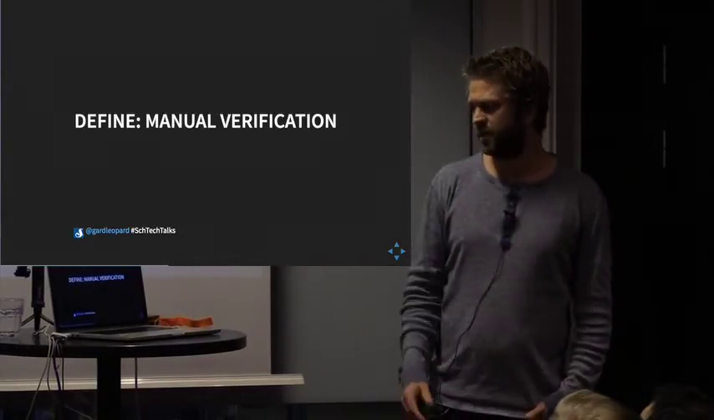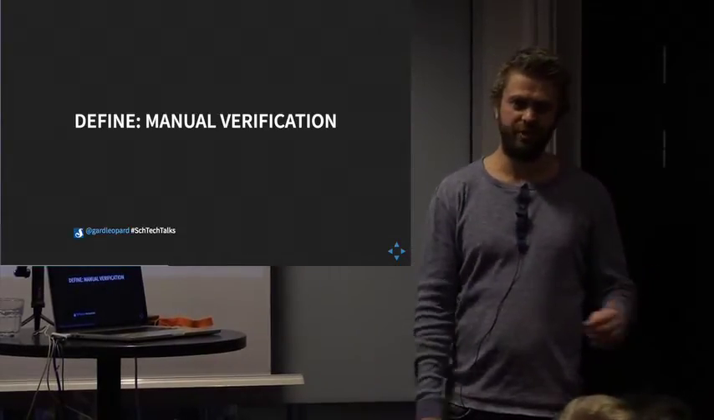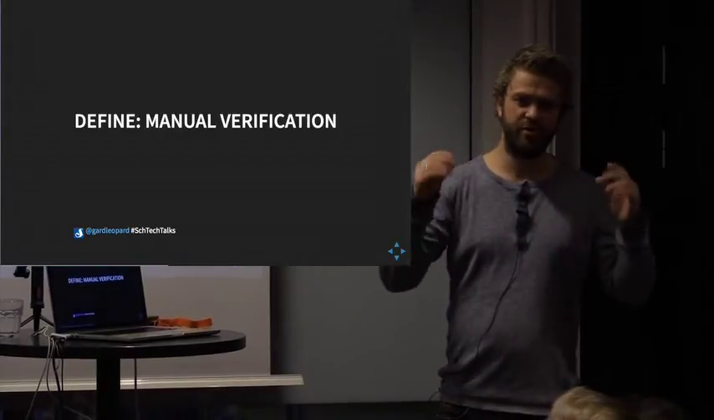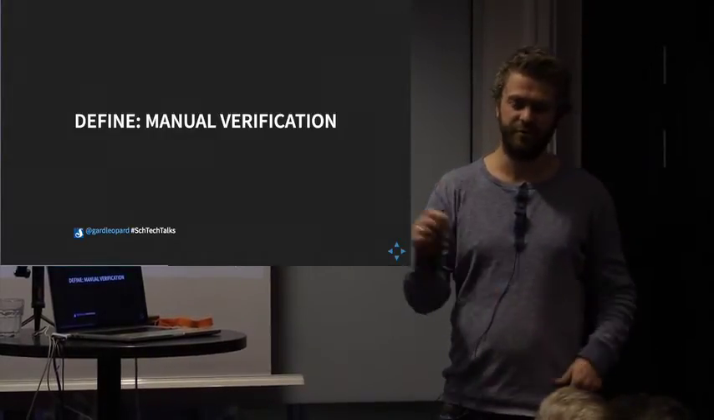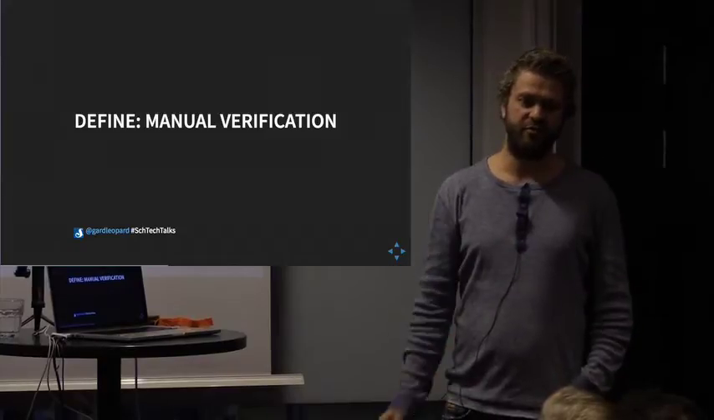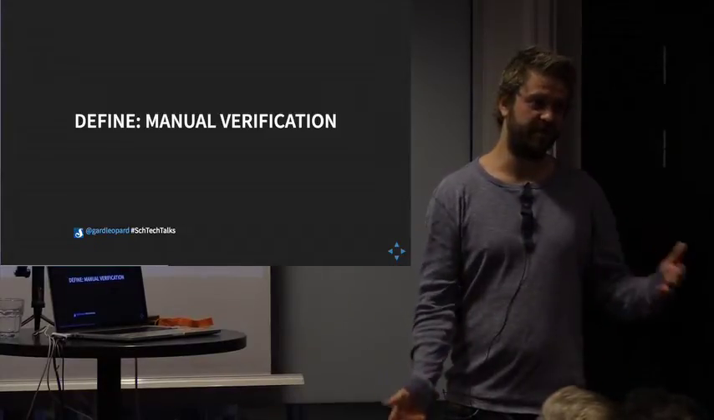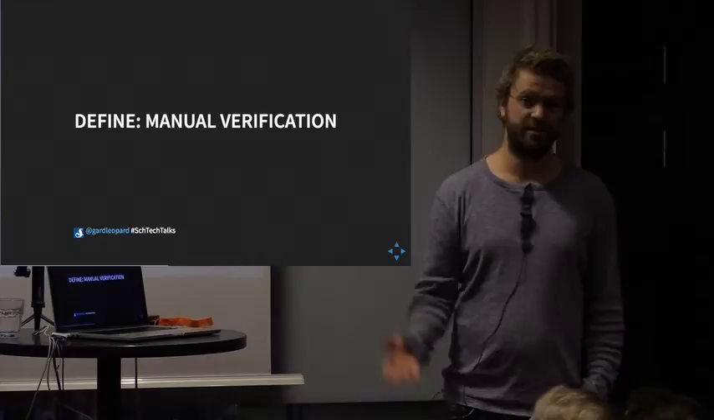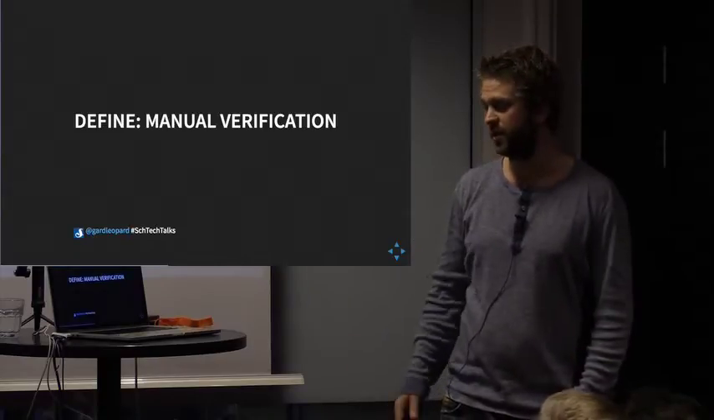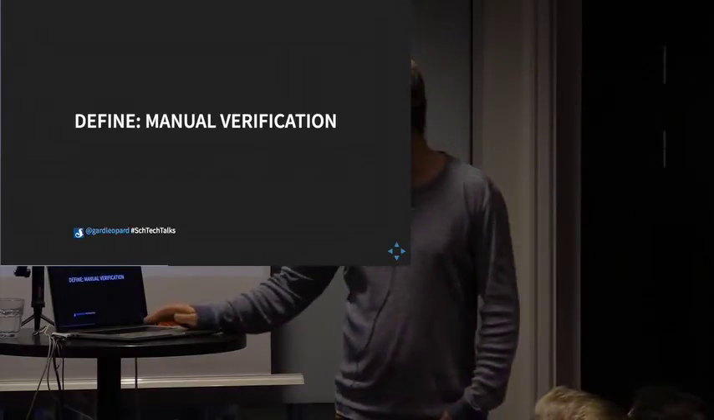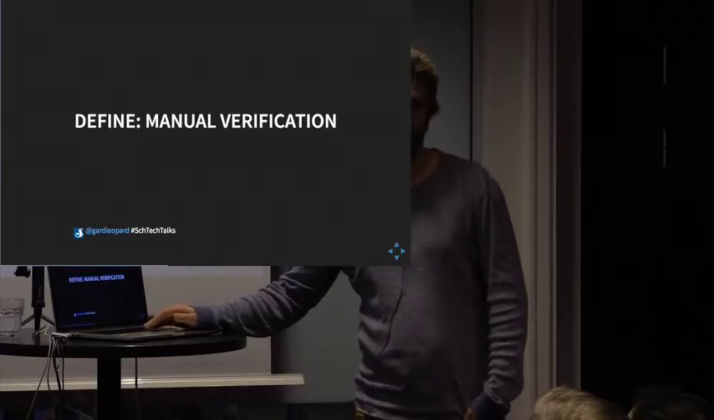Manual verification is just the ability, I think it's important to have in a pipeline, that you can have a stop, a human step, where you say that this is ready for production or not. If you have automated tests and everything is okay, it's okay to roll out automatically, but in many cases it's nice to have manual verification, at least when you're starting out with pipelines.